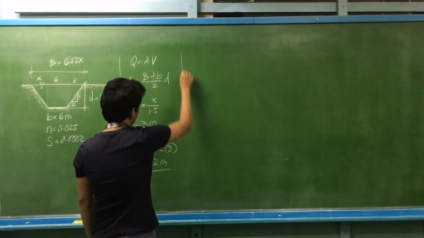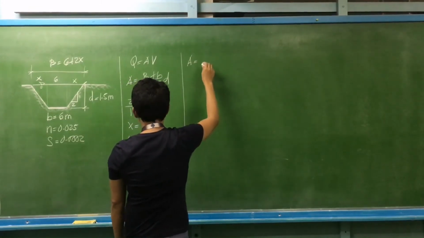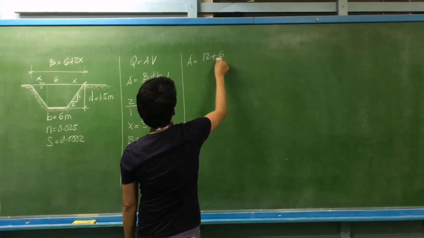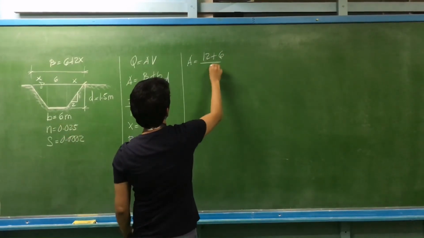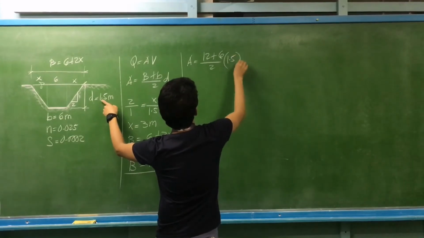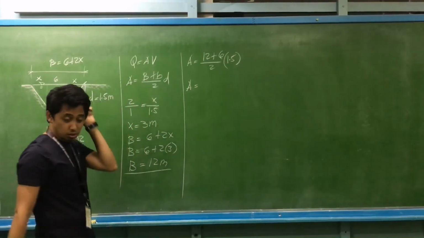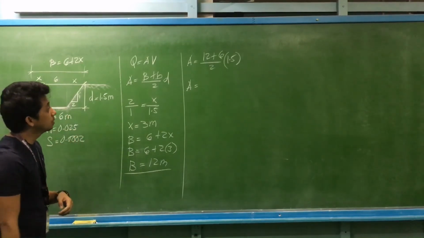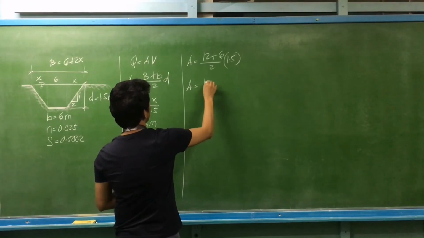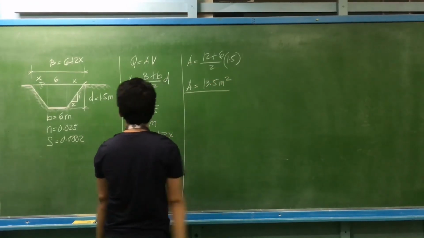The area of this trapezoid is equal to the top base, 12 meters, plus 6, the bottom base, divided by 2, multiplied by the depth, 1.5 meters. So 12 plus 6 is 18, divided by 2 is 9, times 1.5 is 13.5. This is equal to 13.5 square meters for the area.